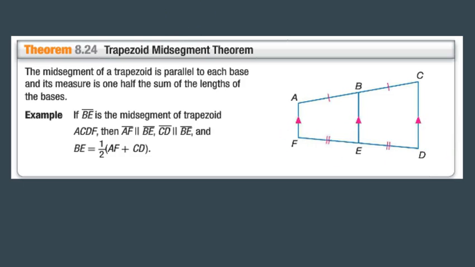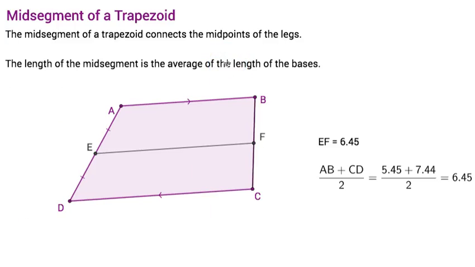So let's check this out. So mid-segment of a trapezoid, make sure. So as you see here, this is congruent to this. This side is congruent to this side as well, as this side is congruent to this side here.